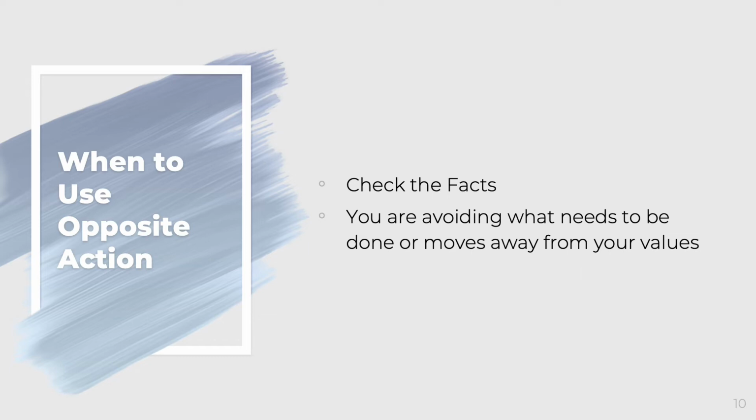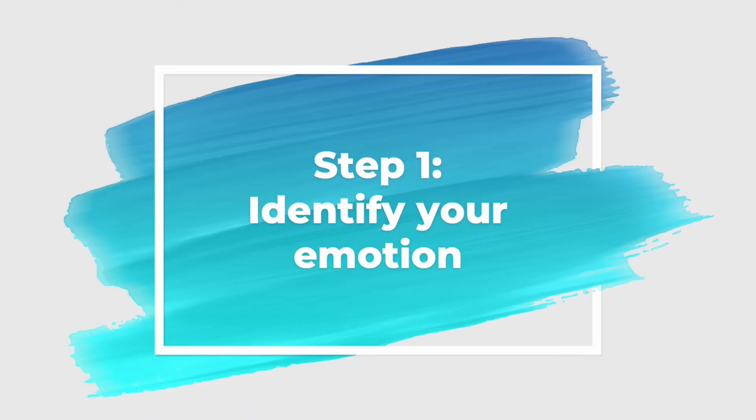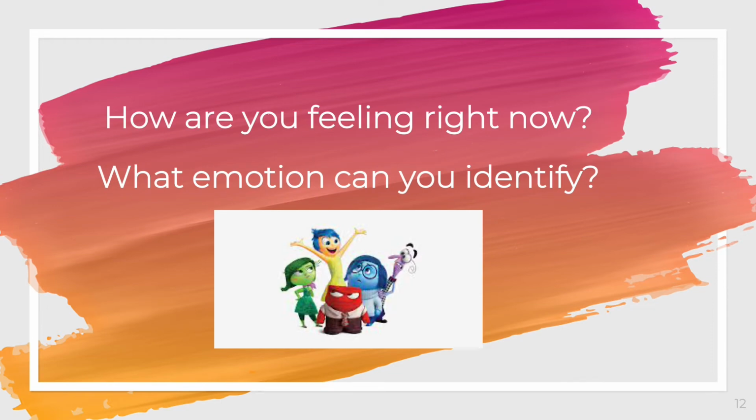With that being said, let's do some practice, which is also a big component of DBT, and go through these steps together. Step 1. Identify your emotion. How are you feeling right now? What emotion is the most present in your body? Just take a moment to see where you are. Got it? Great. That is the first step.